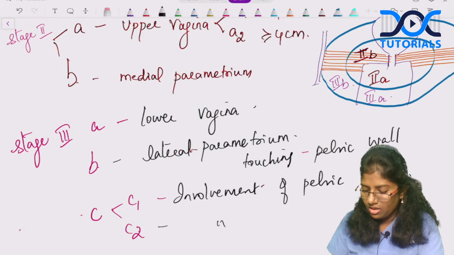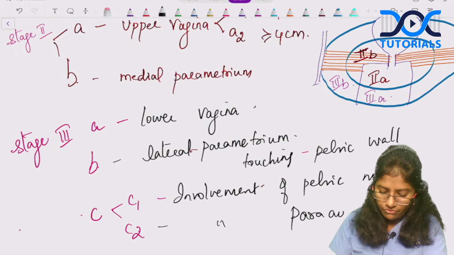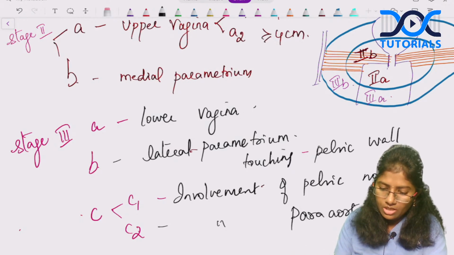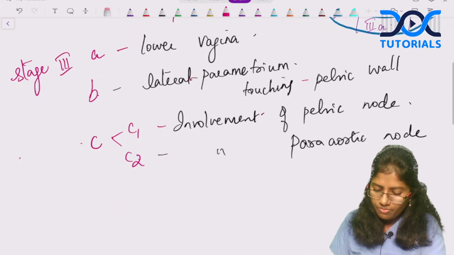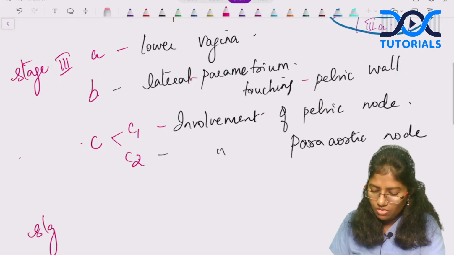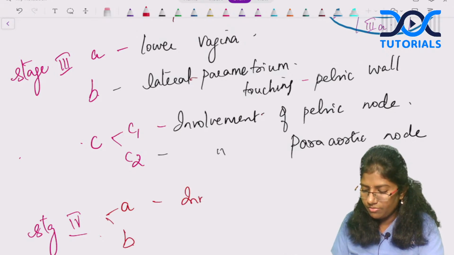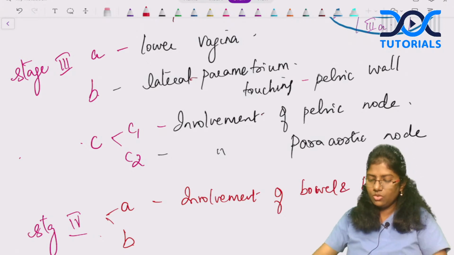Okay, para-aortic node. So coming to stage 4. Stage 4 is easy. Under stage 4 we have 4A and 4B. 4A is involvement of the bladder and bowel mucosa. 4B is distant metastasis.